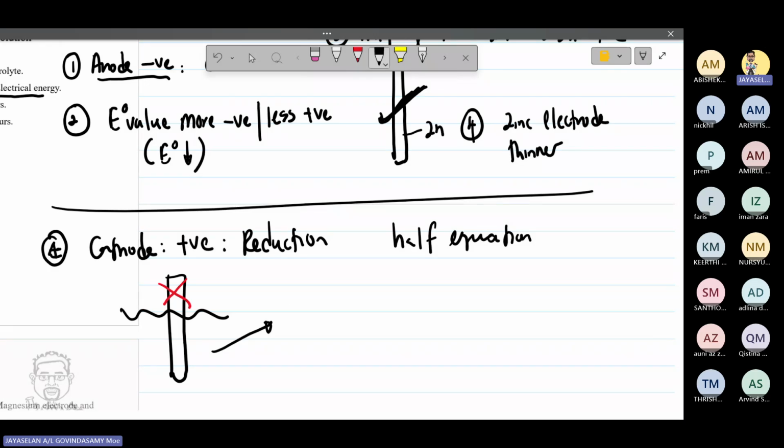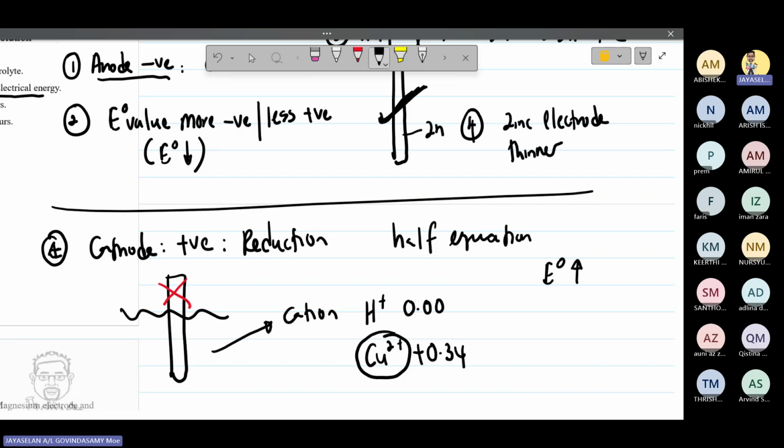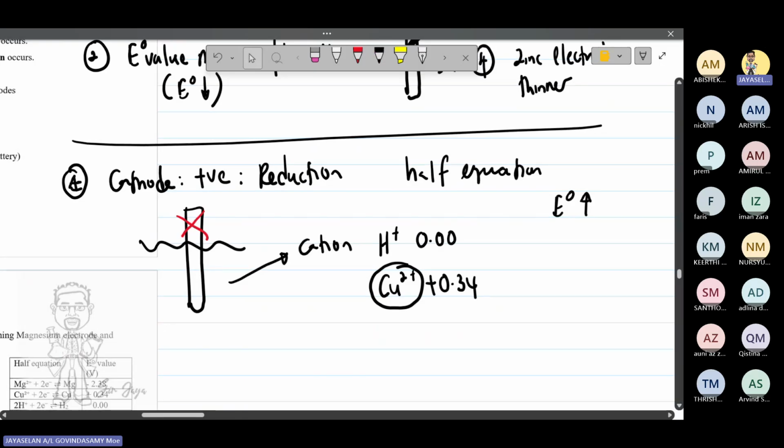Inside the solution, inside the larutan, you pilih the cation. If let's say they give you 2 cation, solution mesti ada 2 ion kan? So copper 2 ion, you use the electrolysis concept. And cathode always choose the E naught value paling tinggi. Ini 0.00, ini positif 0.34. So which one is more positive? This one.